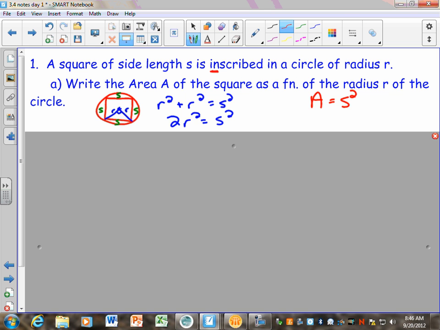If it just said write the area of the square, we could be done. But it says write the area of a square as a function of the radius, which means they don't want S in here, they want R in here. So I went back to this because we could actually solve this for S and take the square root of both sides. Do I need to? If S squared equals 2R squared, can I just replace S squared with 2R squared? And so I think writing the area as a function of the radius would be 2 times the radius squared, which would give me the area of that square.